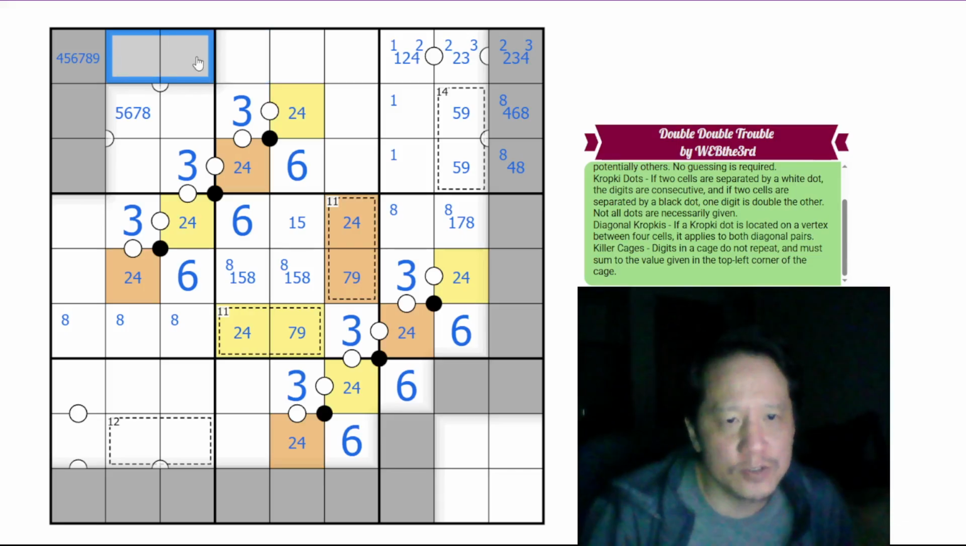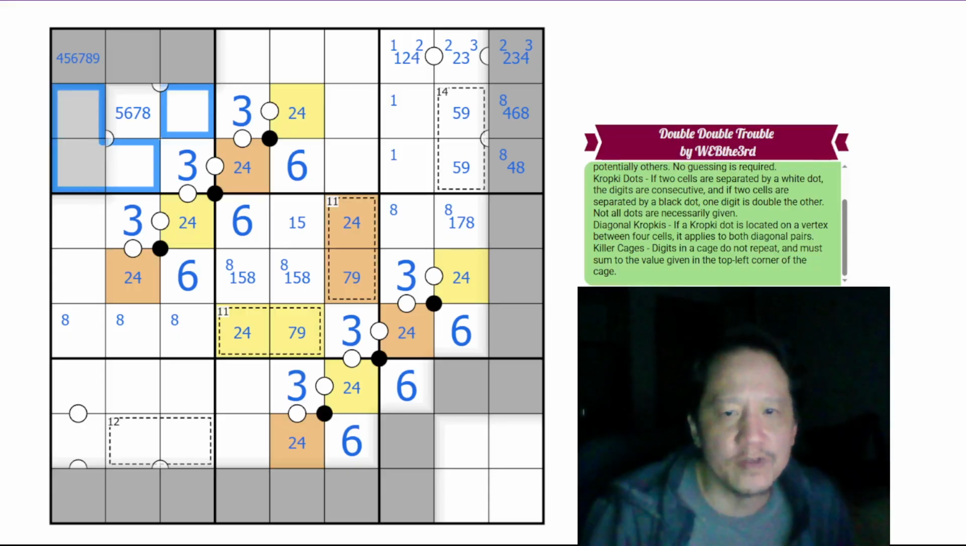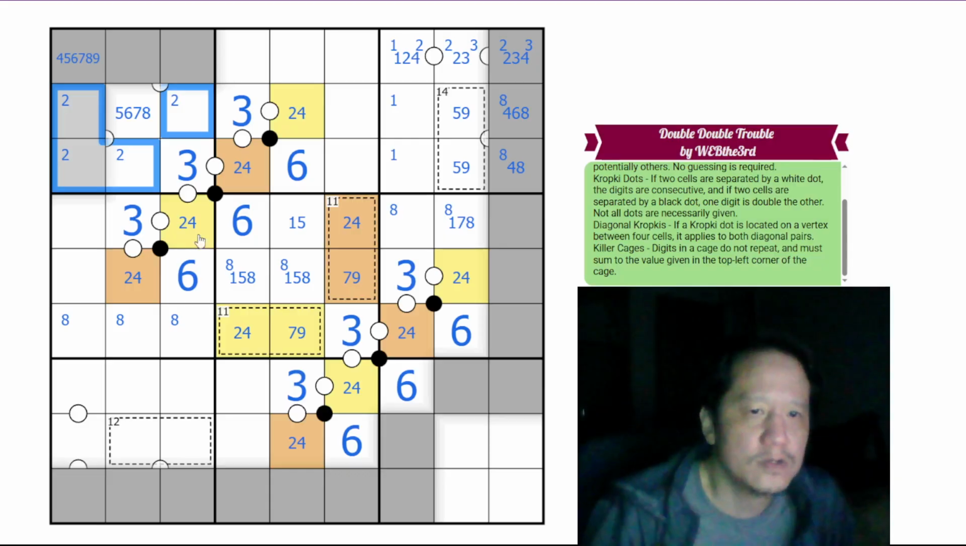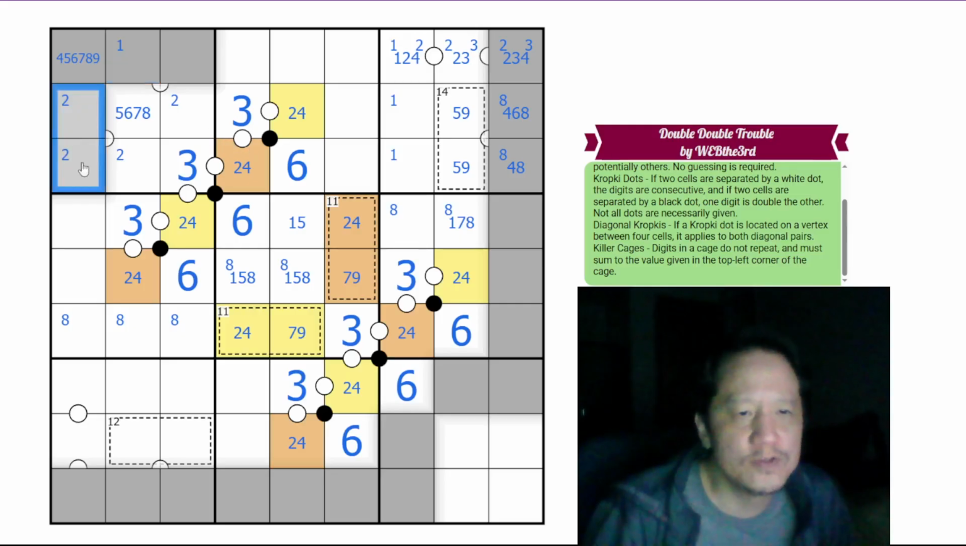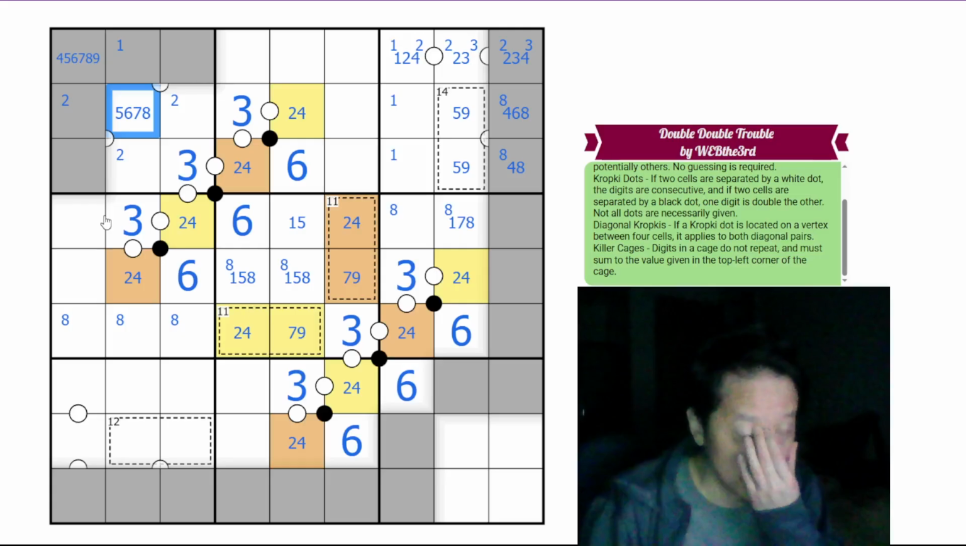This cannot be 2 or 3. So 2 can't be here. So we're guaranteed 2 has to be one of these digits here. So if 2 is here, 1 would be here. If 2 is any of these, this can't be 2 because that is not consecutive with 5, 6, 7, or 8.